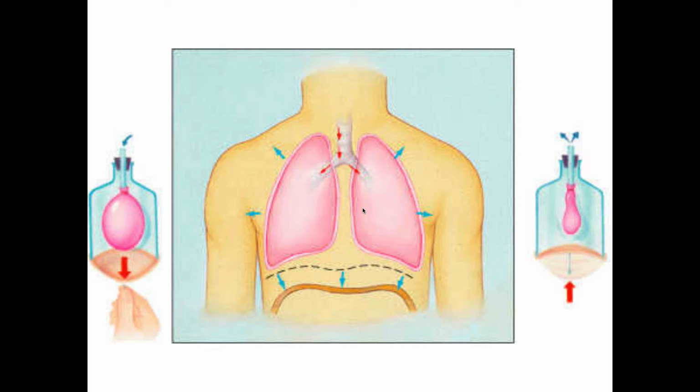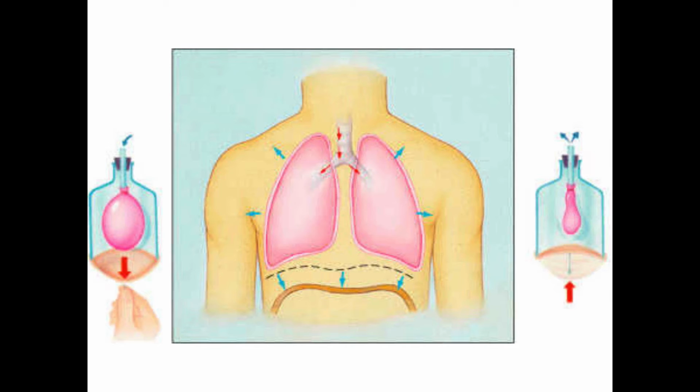When you just sit there at rest and no air is moving in or out, the pressure inside your lung is exactly the same as atmospheric pressure in which you reside. So if the pressure is 14.7 psi, when you're at rest and you're not breathing in or out, the pressure inside your lung, the intrapulmonary pressure, is also 14.7 psi.